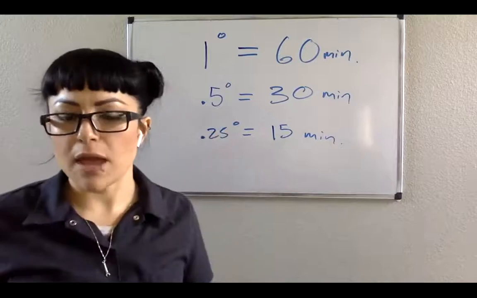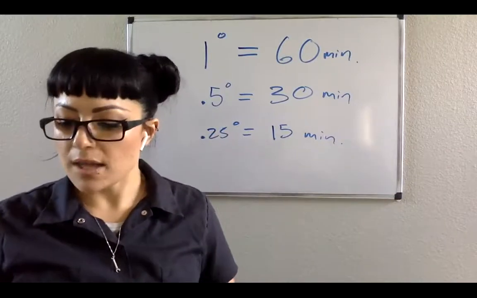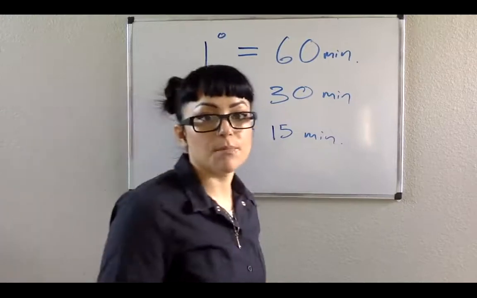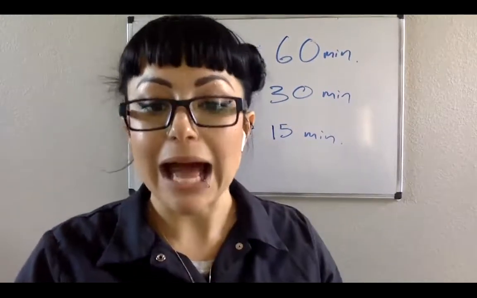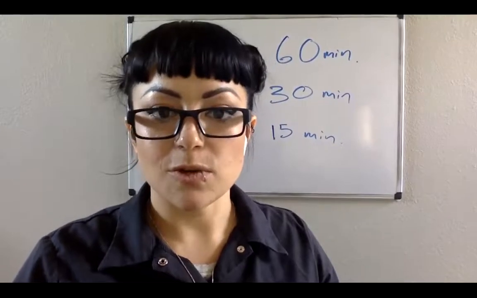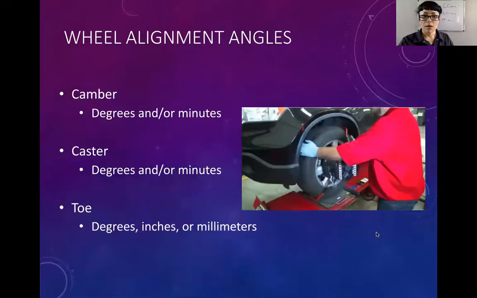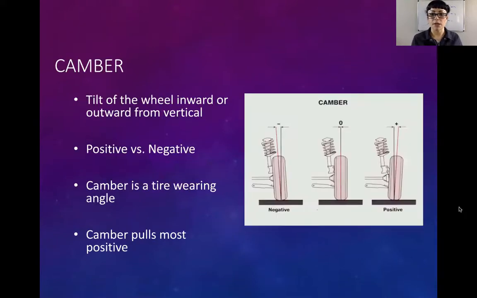If you want to make note of that in your notes, that would be wise. We will talk a lot more about this when we get into suspension and the wheel alignment class. So let's go back to our screen share here. All right, so that's how we measure camber and caster. Toe can be degrees, sometimes it is in inches or millimeters. It's measured a little bit differently. I won't get too in-depth in that in this lecture.